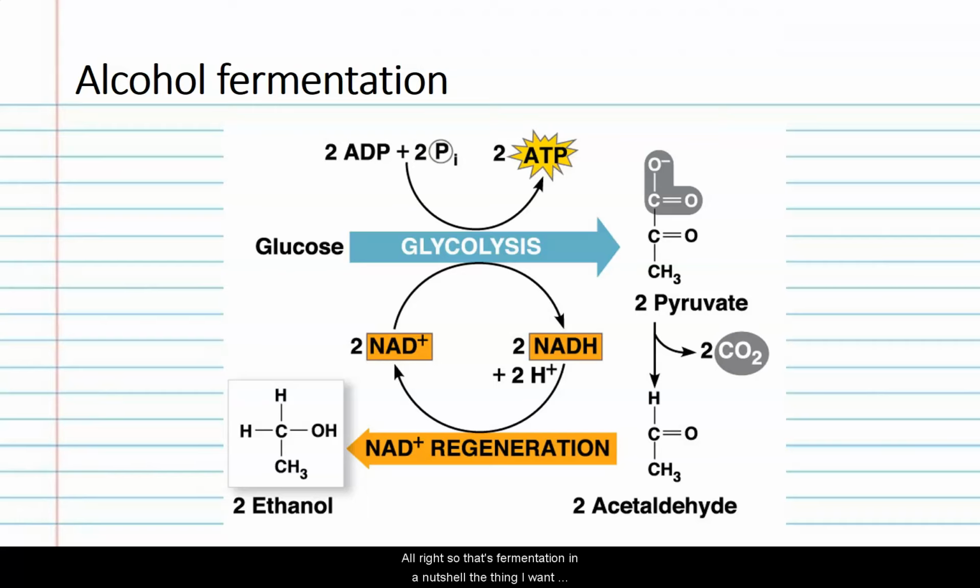All right, so that's fermentation in a nutshell. The thing I want you to remember about fermentation is that it does not generate ATP by itself. Glycolysis produces ATP, and then fermentation simply regenerates NAD+ so that the cells can continue to get that ATP out of glucose through glycolysis.